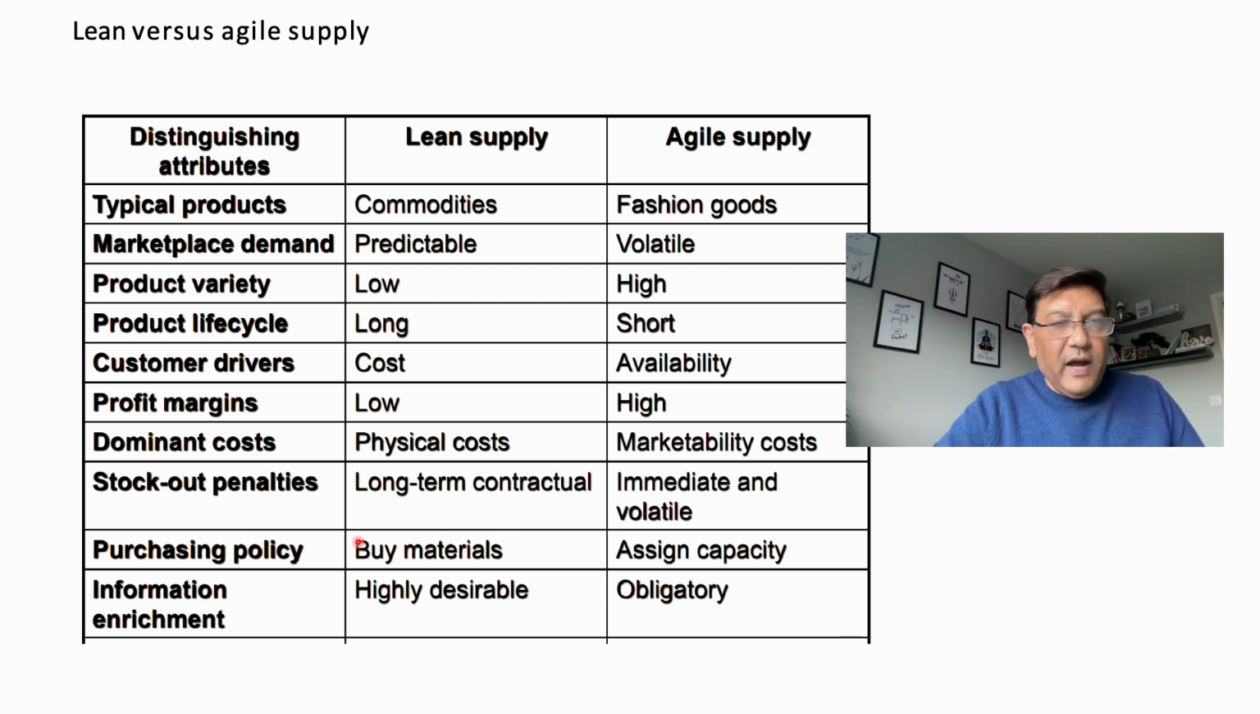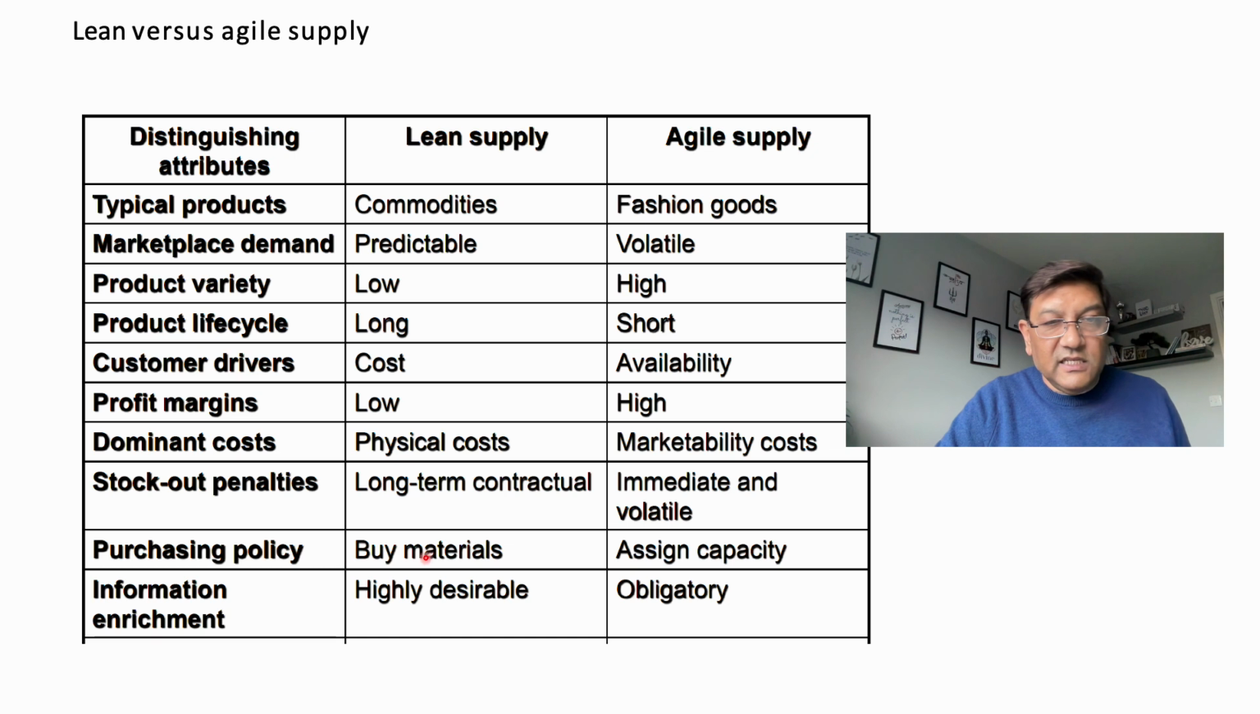Purchasing policy: in lean they buy materials, and in agile they assign the capacity. So in lean, the policy is we buy material, because lean is more about manufacturing and agile is more about after the manufacturing. It is more about customization of the product after manufacturing the product. The product is not final yet, it is in between.